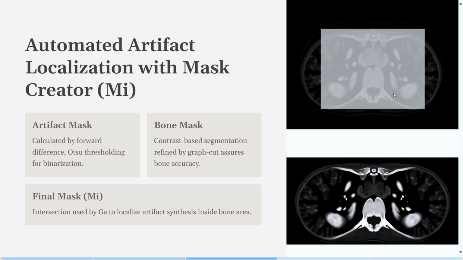In the backward cycle, an artifact mask is randomly selected from a pool of previously generated ones, ensuring diversity in synthetic artifacts. The bone mask, on the other hand, is generated by applying contrast-based segmentation followed by a graph cut refinement. This ensures that the artifacts are only synthesized within the bone structure. The final mask MI is the intersection of both, so it helps the model make localized corrections, preserving edges and texture elsewhere.